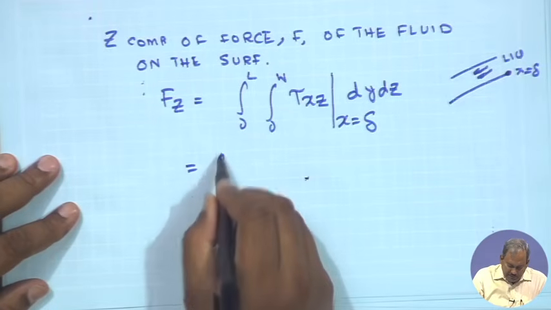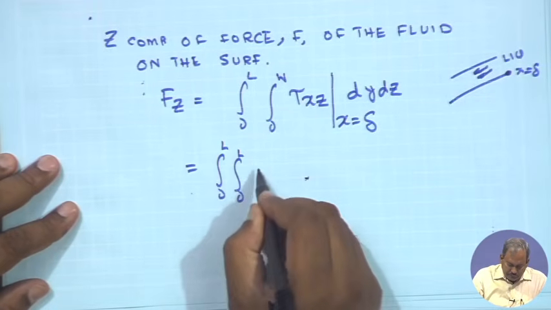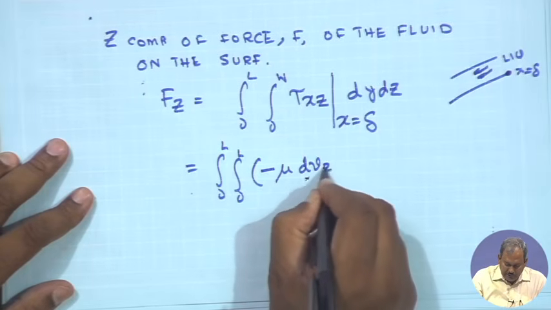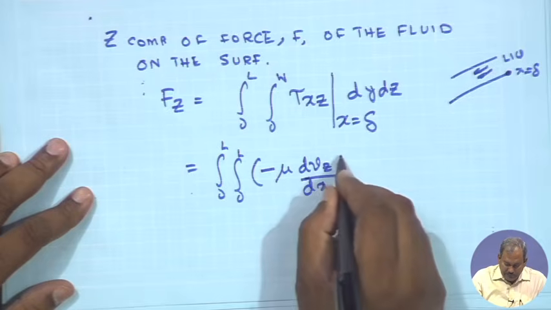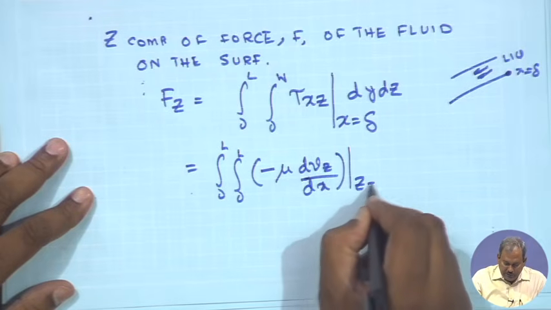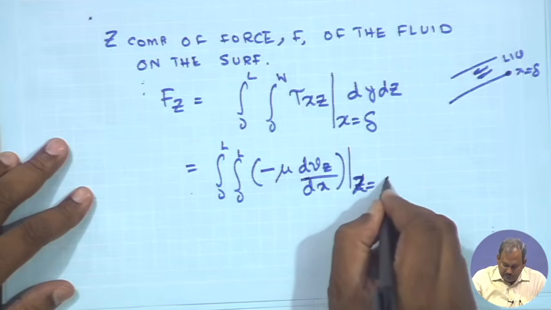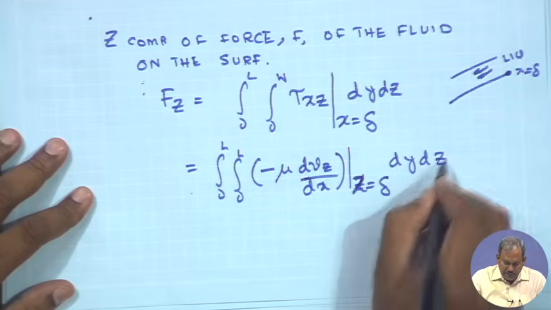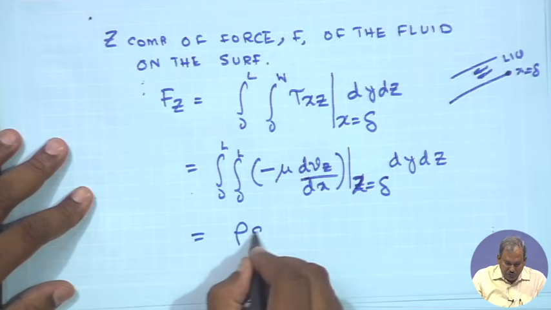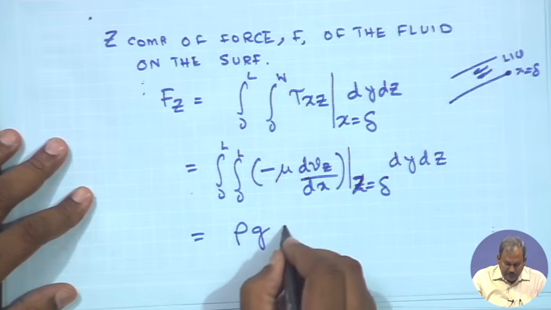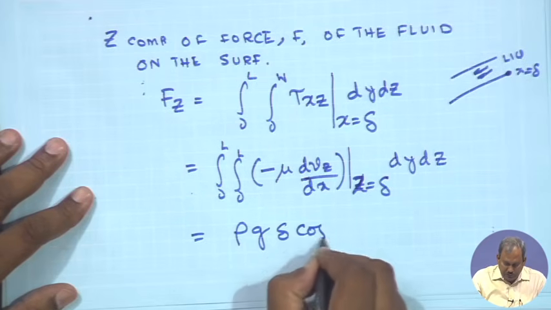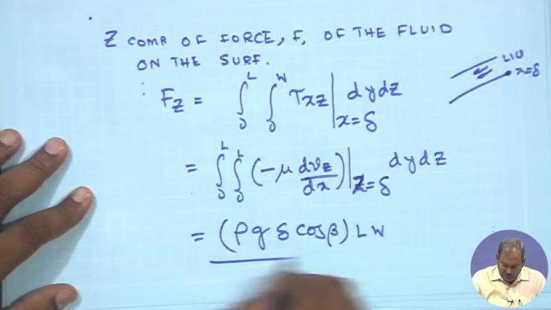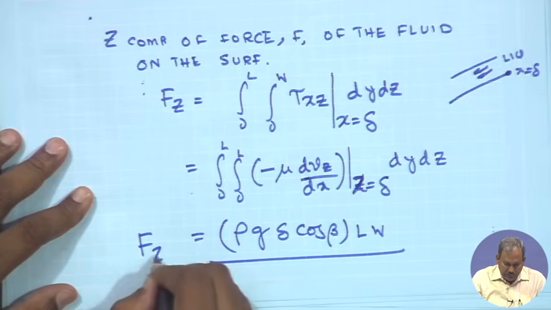So, this is the same as, for tau, minus mu times dvz dx at x equals delta, dy dz. It would be equal to rho g delta cos beta times L times W. This is the force in the z direction.